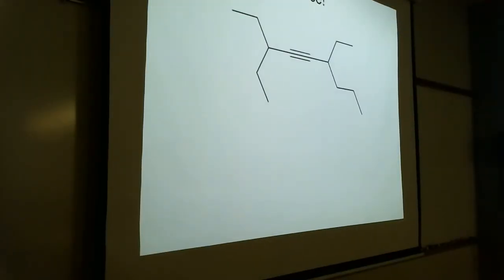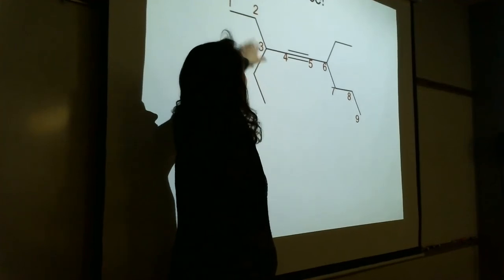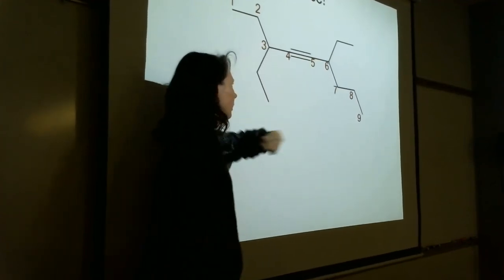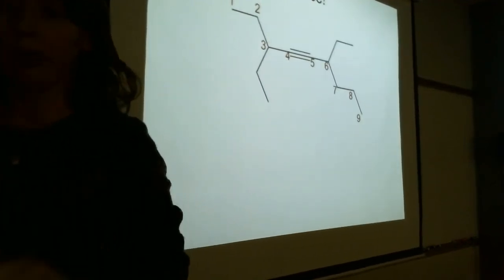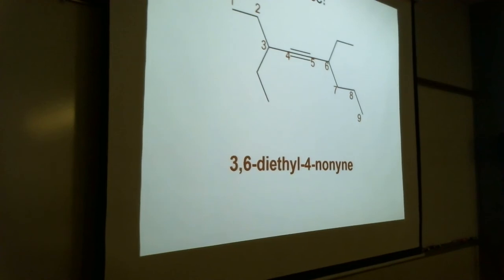All right, we got options here. Identifying the longest parent chain and then numbering to give rank to the substituents. We could have numbered from the bottom here, right? 1, 2, 3, or 1, 2, 3. We'd have got the same answer either way. We've got an ethyl group on carbon 6. So 3,6-diethyl-4-nonyne.